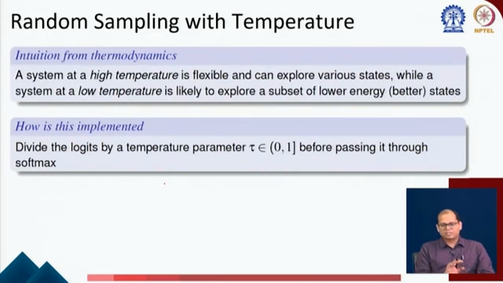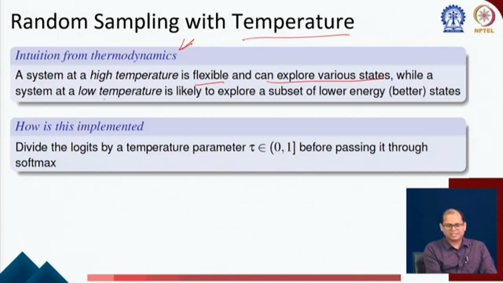The simplest one that is used by default is random sampling with temperature. Why temperature? This has some indication from thermodynamics. A system with high temperature is much more flexible and can explore various states, while a system at low temperature is likely to explore a subset of the lower energy states. So that means at a high temperature, you would explore much more of the vocabulary space. At a lower temperature, you will explore a much smaller space of the vocabulary.